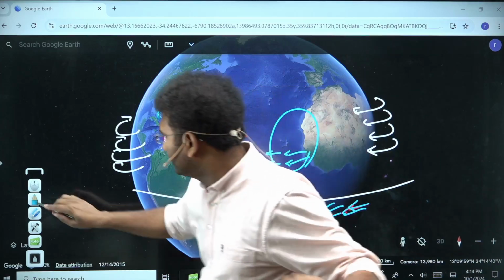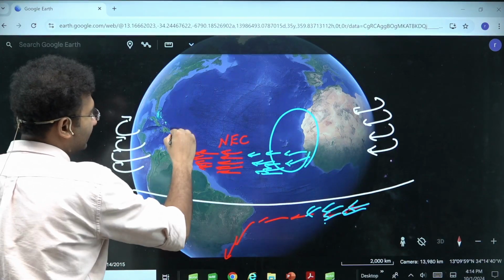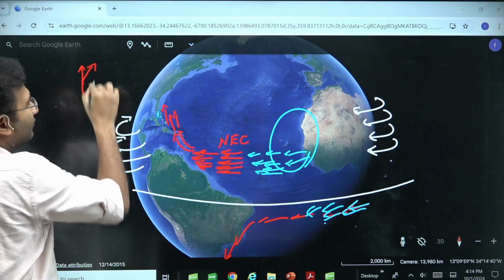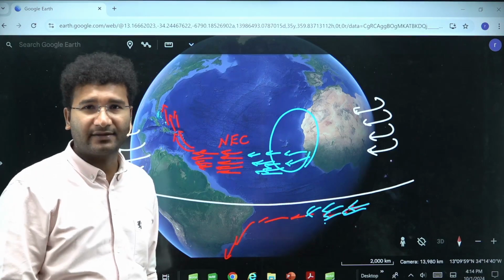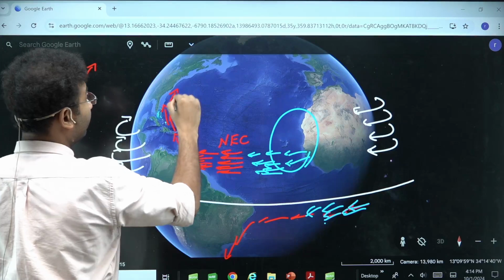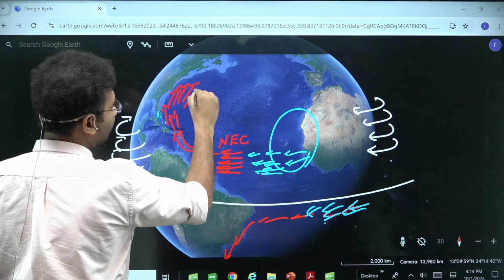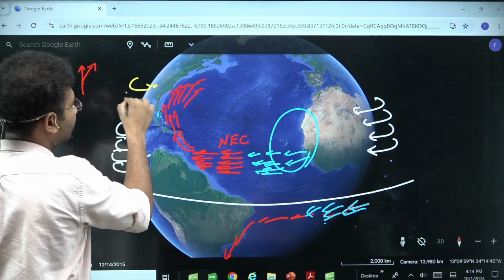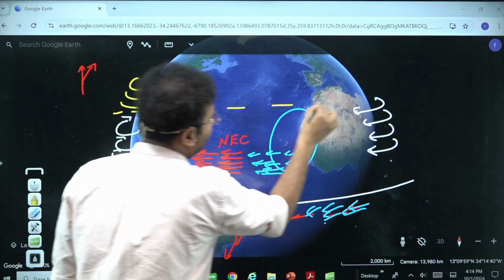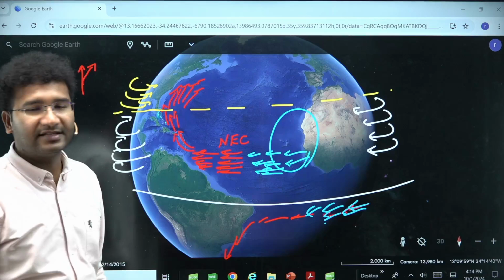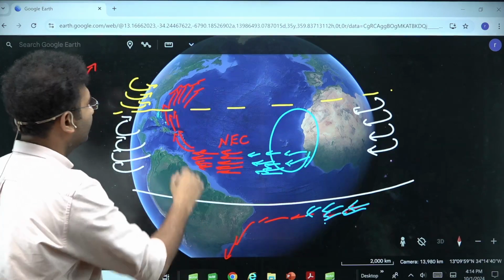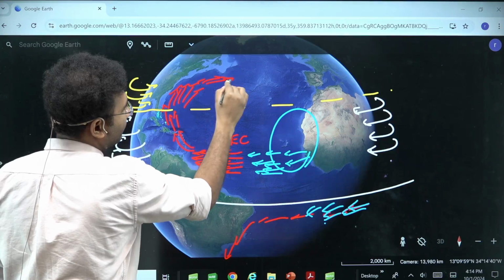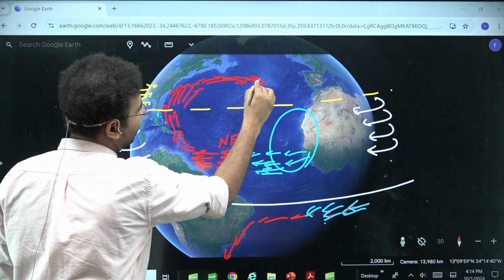Now this water which has reached till the US will deflect towards the right, because in the northern hemisphere anything that goes will get deflected towards the right. Likewise, the deflection is moving, and here you have the westerlies belt. Don't you think this is your westerlies belt? This is your westerlies belt, right? As the water enters the westerlies belt, the deflection of this water is towards the right. Okay, it is towards the right like this.